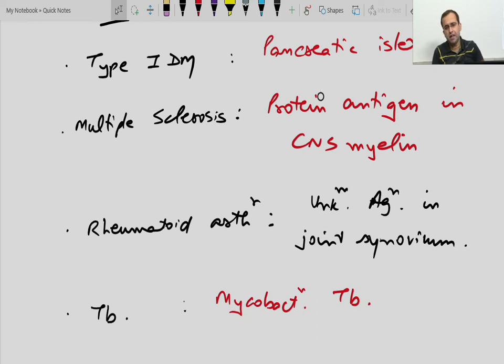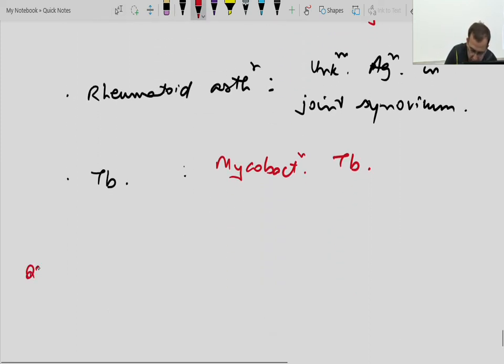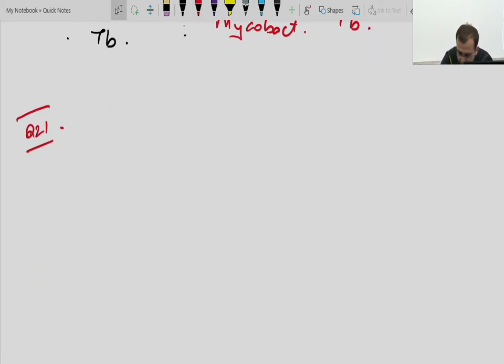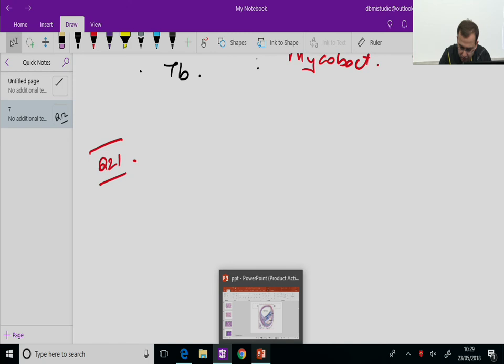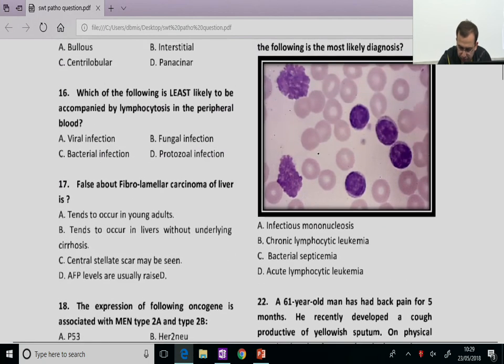Now, which cells play a role in this? Macrophages and T cells. Which T cells, B or T? Both. Which T cells? CD4 positive or CD8 positive? Both. CD4 and CD8 positive T cells. Done. This gets us to the next question, that is question 21.